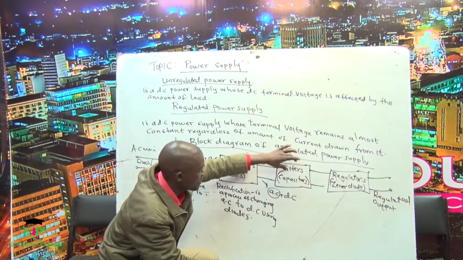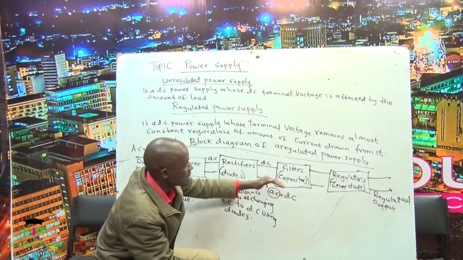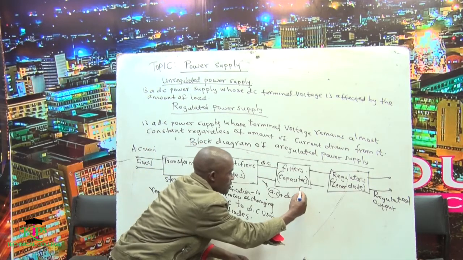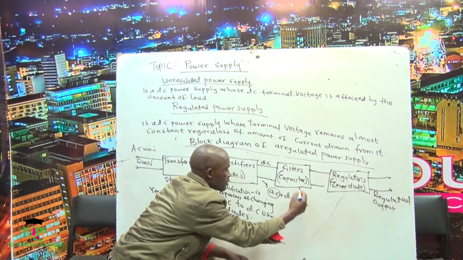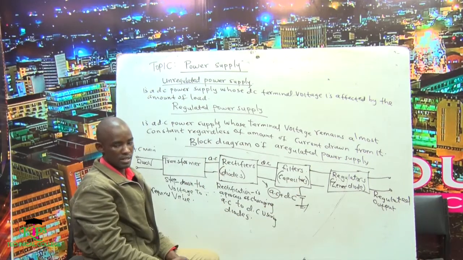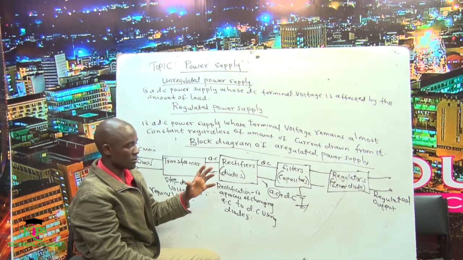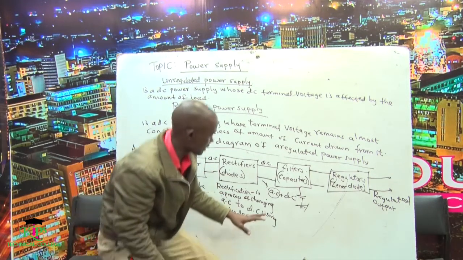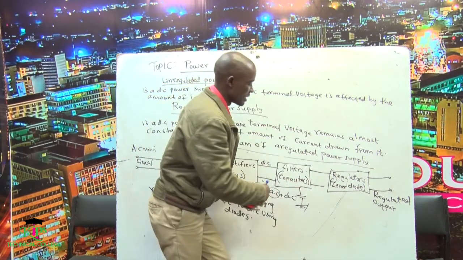So for a filter you use a capacitor. The capacitor will pass the AC signals, but the DC signals will remain to continue to the other point. So if you put a capacitor at this point, when an AC comes, it will be taken to the ground, but the DC will continue to the next stage. So that is the function of a filter. Filtration is the process of separating AC from the DC signals. So at this particular point, we have now removed the AC, we are remaining with the DC.